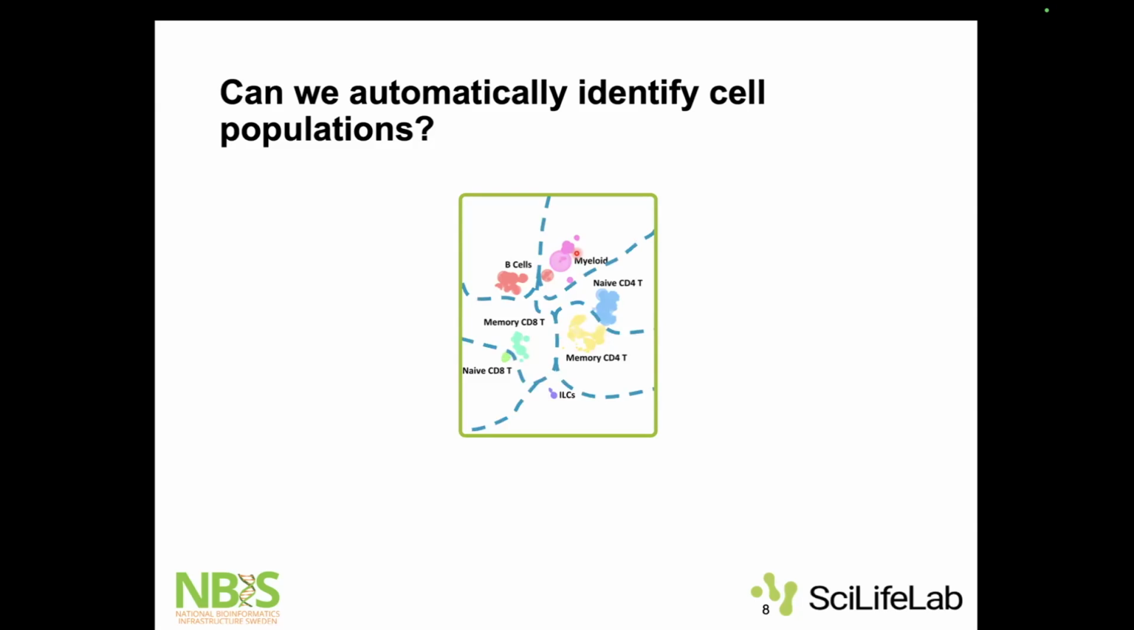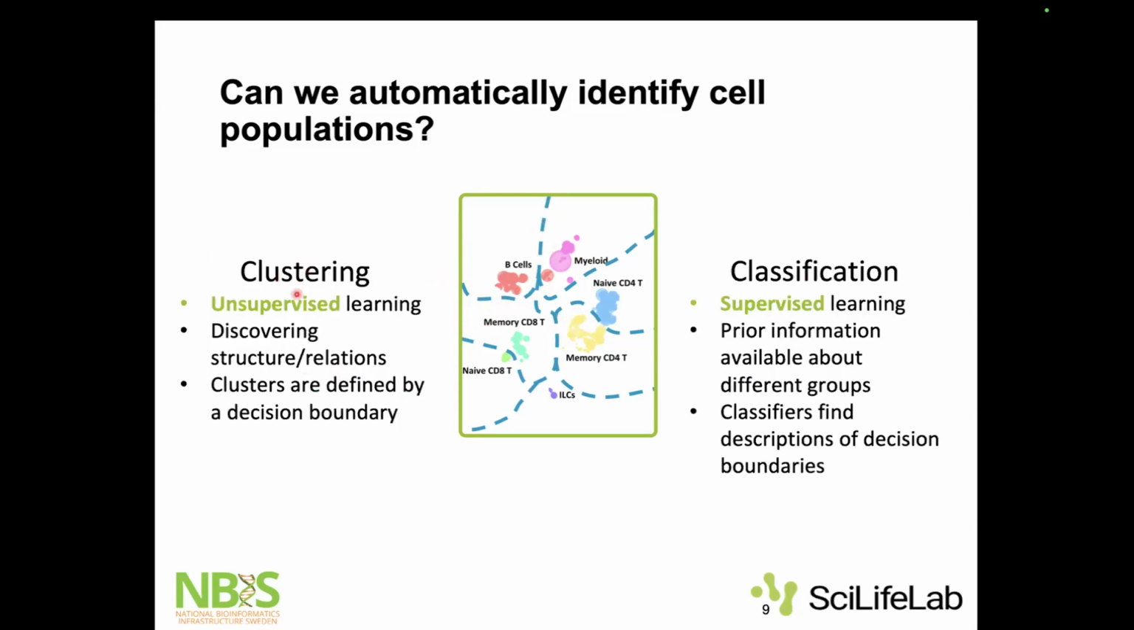What I will describe here, in a simple way, are some basic machine learning methods that can do this for us. What we really want to define, what we mean by a cell type, is these boundaries between cell populations. And that can be done either by clustering, which is unsupervised learning. We really don't learn anything from the data. We just try to understand or discover the structure of the data, how many groups of cell populations we have, how far the distances are between these populations.